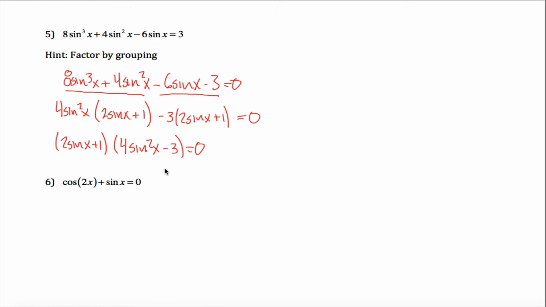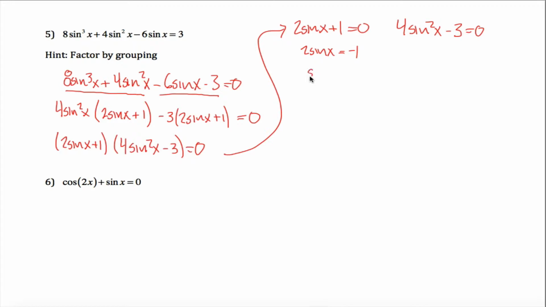The nice thing is that now I have a factored form. I have two numbers multiplied together, this and this, that equals 0. That can only happen if 2 sine of x plus 1 equals 0, or if 4 sine squared x minus 3 equals 0. Solving this one, let's subtract 1 from both sides of the equation and divide by 2. And then think about your unit circle. Where on your unit circle, what angles have a y-coordinate equal to -1/2? I think we've done that one already on the first half of this video. It's 7 pi over 6 and 11 pi over 6.